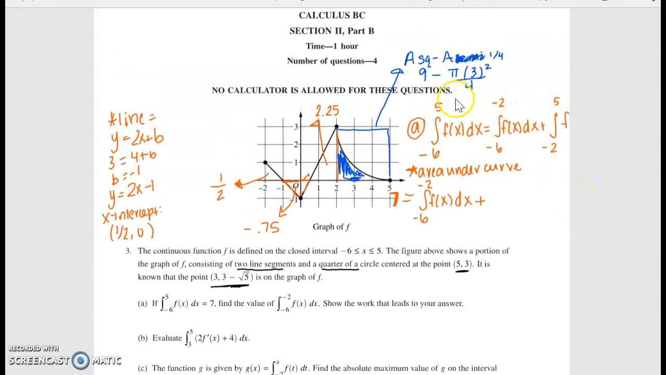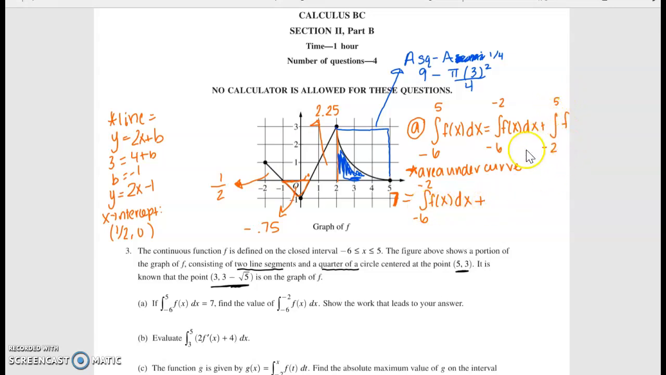So if you look here in the orange, I set up an integral. The entire area is going to be made up of 2 parts being added together. The area from negative 6 to negative 2 plus negative 2 to 5. Now why did I split it up over negative 2? Because the question's asking us the area from negative 6 to negative 2. Now, this integral right here, they give us that area. That area is 7. We don't know this area right here, so I'm going to leave it alone.